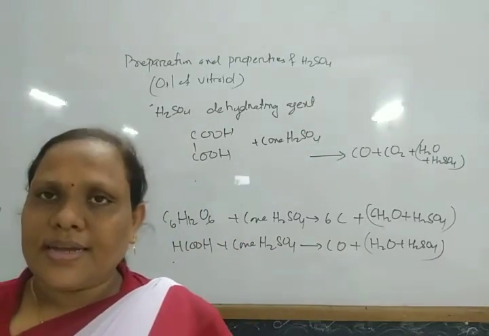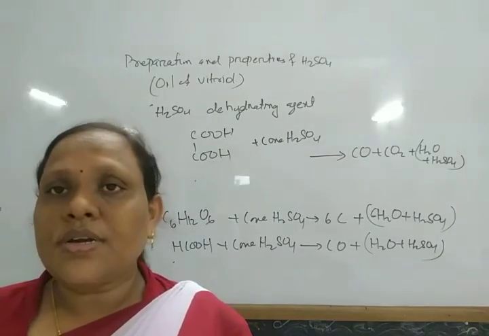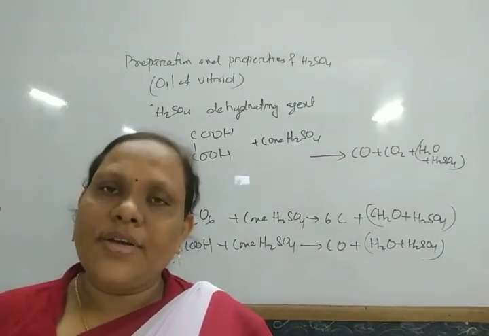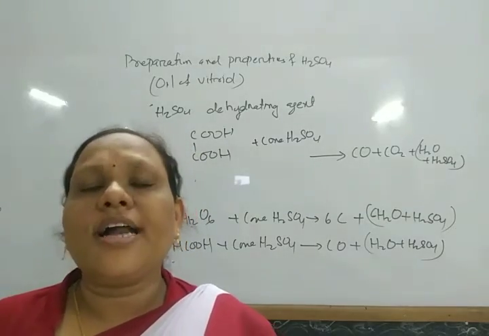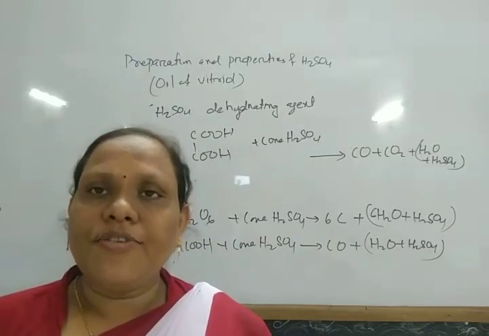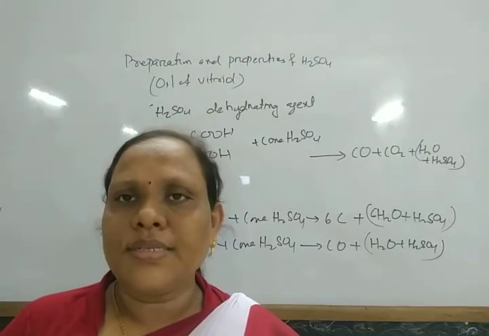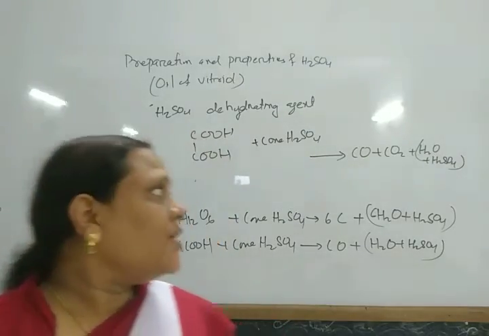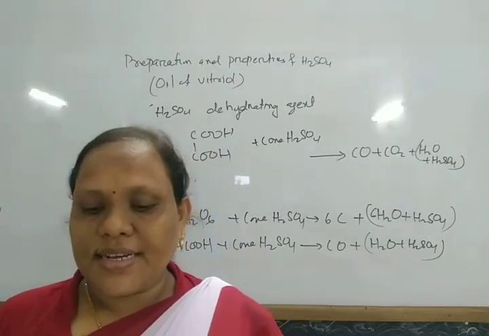In various organic reactions also, when an alcohol is treated with concentrated sulfuric acid, it undergoes dehydration to form different compounds at different temperatures. At high temperature, generally it forms an alkene, and at low temperature it forms an ether. So in this way it acts as a dehydrating agent.